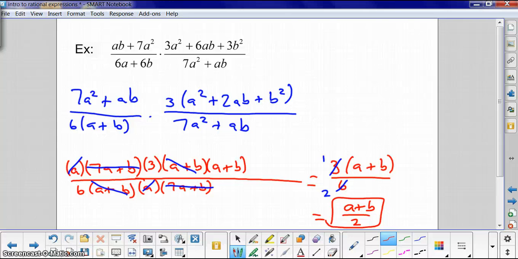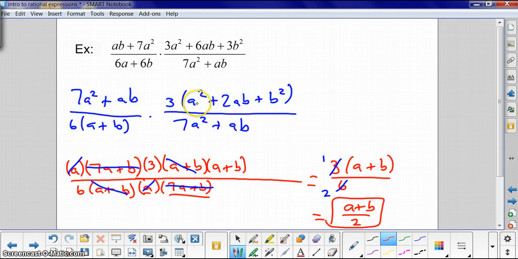Okay, so let's see the work here. I did realize that there was a GCF in here. I took it out. You can see that down here. And I did the same thing for the 7a squared plus ab, a times 7a plus b. I didn't have to do that because they were the same as each other. I could have just reduced the whole thing. I just thought I would show the factoring as well.